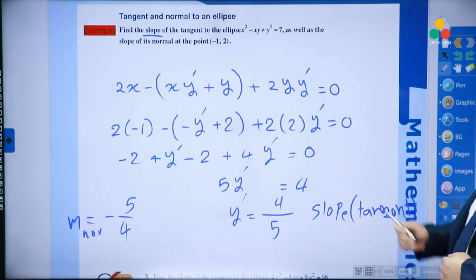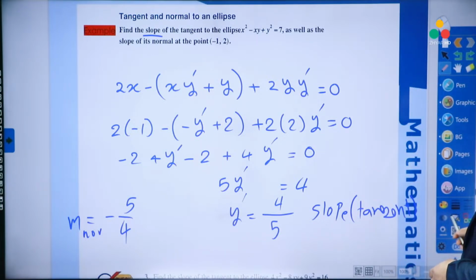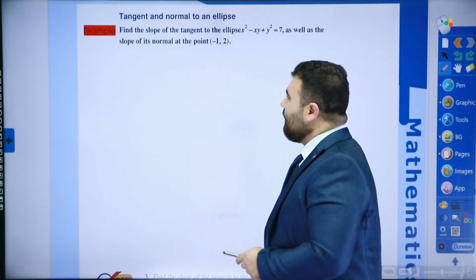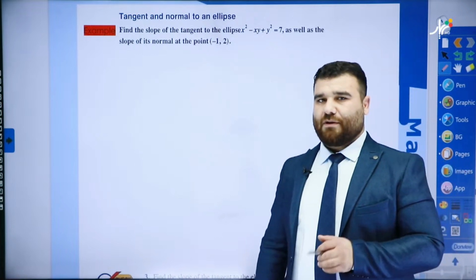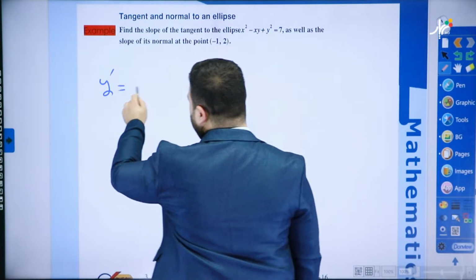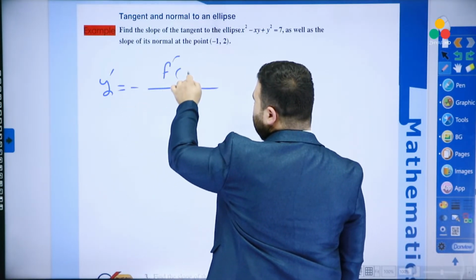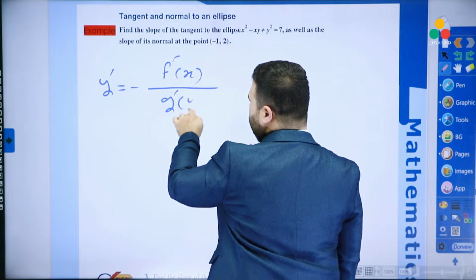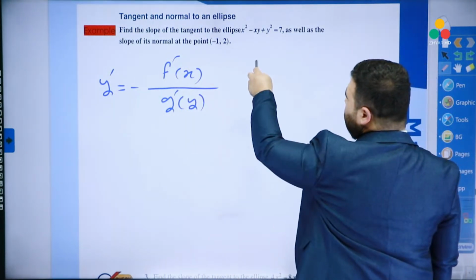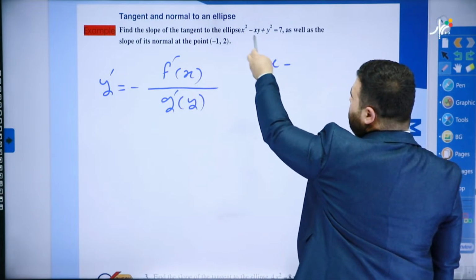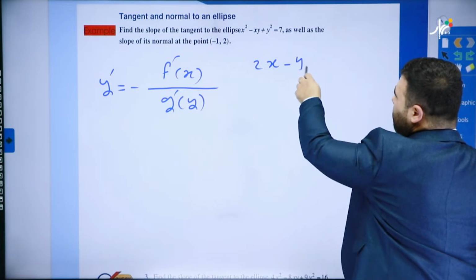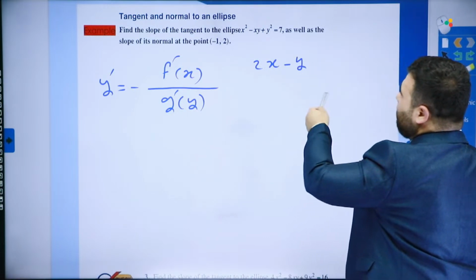Now some of you might wonder, how can we do this using the rule? We can use the rule, it has no problem. But the rule is better to find y prime alone. Anyway, we can use it. y prime is equal to negative f prime x over g prime y. Now, find the derivative of this according to x. According to x, it will be 2x minus y, we consider y as a number, so xy will be y, and y power 2 will be 0.